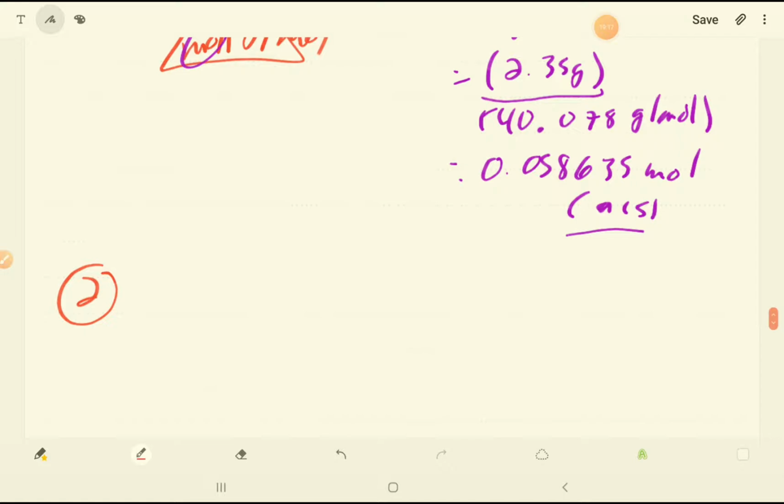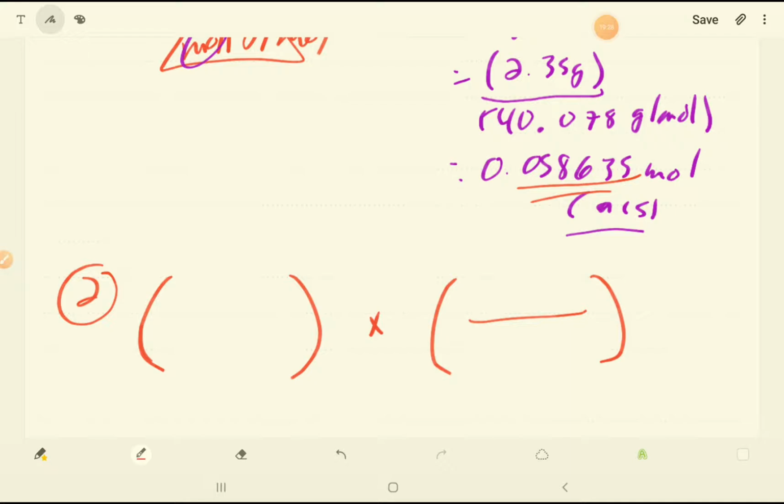Now remember, the stoichiometry calculation is going to be given multiplied by the required over the given in the chemical reaction. The given is going to be this amount over here because that is essentially what is given in the question. Although they give it to us in grams, we converted that to moles. So we're going to go 0.058635 mole Ca solid. Oops, just change that over here.